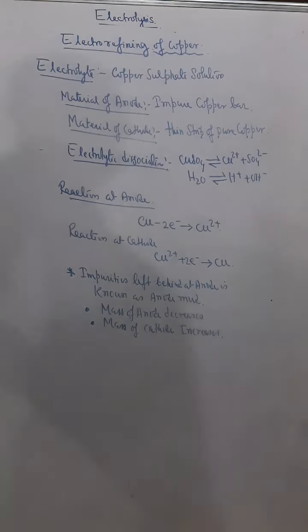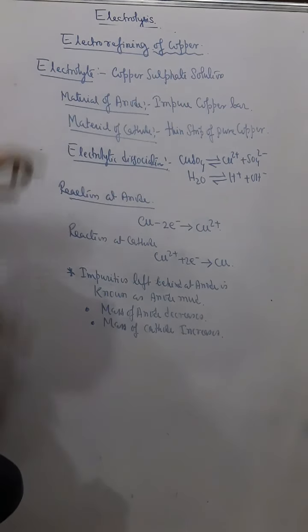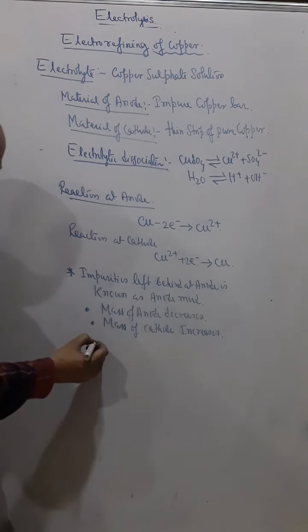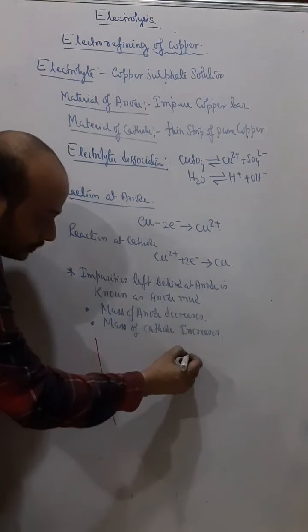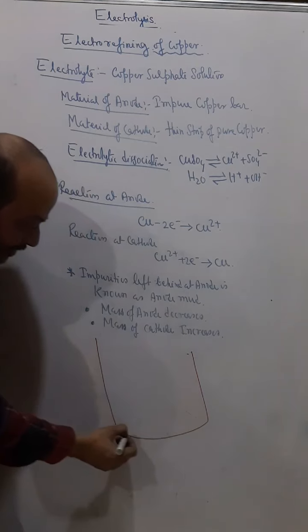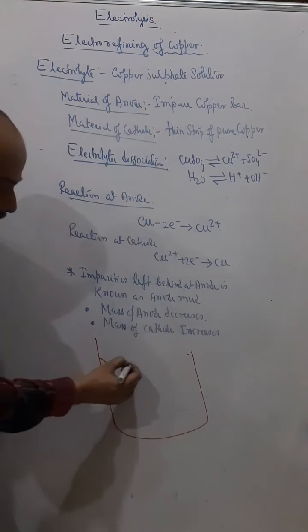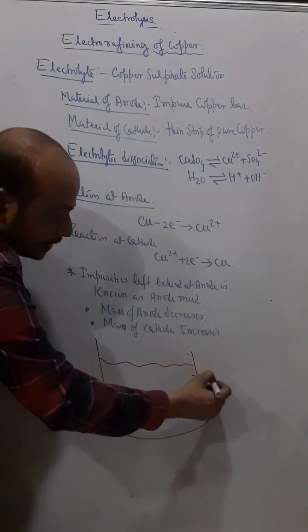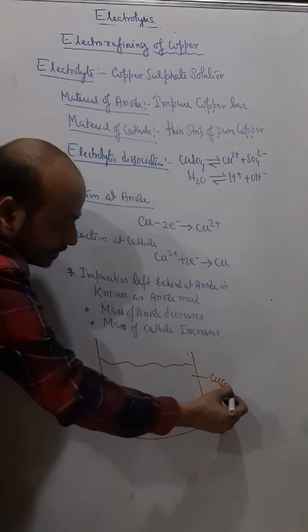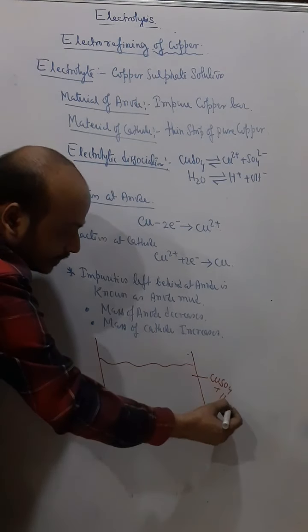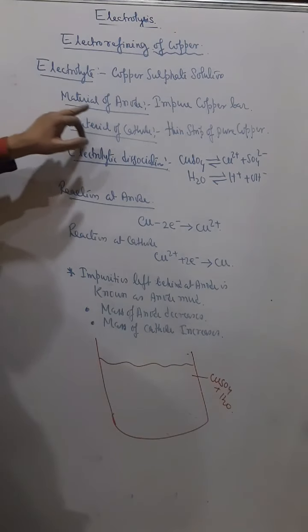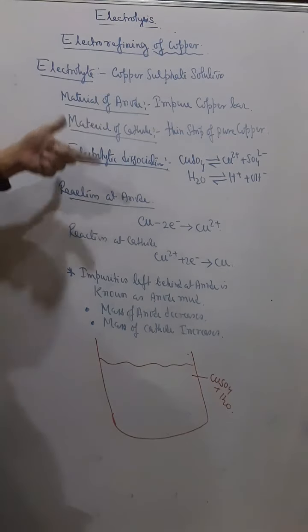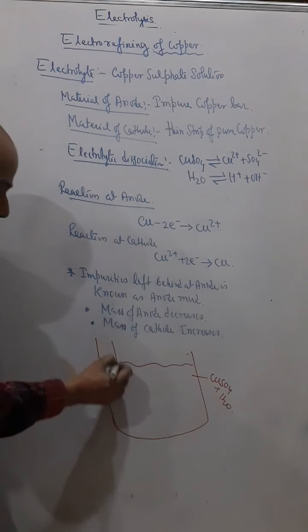Okay, now this is the last part, electro refining of copper. That means purification. So in this case we take electrolyte as copper sulfate solution. So again we can understand it better in a diagram here. The electrolyte here we are using is copper sulfate solution, meaning copper sulfate plus water. Material of anode, that impure copper which we have to purify, we keep as anode.